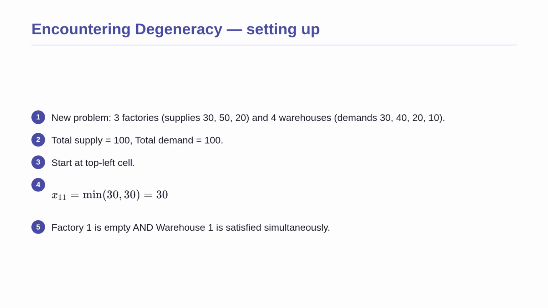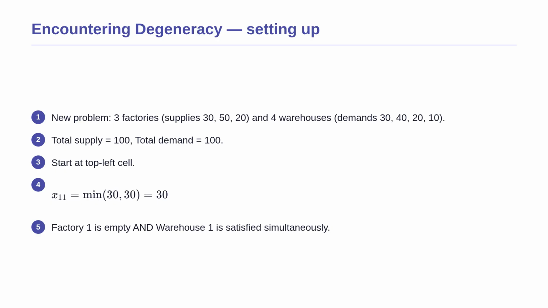Now let us look at a slightly different scenario where things do not go as smoothly. Suppose we have a new problem with 3 factories and 4 warehouses. The factory supplies are 30, 50, and 20. The warehouse demands are 30, 40, 20, and 10. Both total supply and demand equal 100 units. We start at the northwest corner just like before. At the top left cell, Factory 1 has a supply of 30 and Warehouse 1 has a demand of exactly 30. We allocate 30 units.